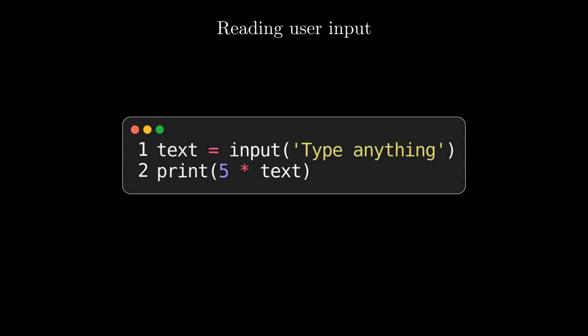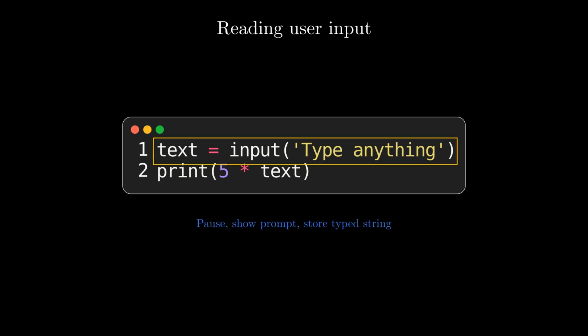To read data from the user, call the input function. Give it a prompt string and save the result into a variable. Here, text is set to input with the prompt "type anything". When Python reaches the input call, it displays the prompt on the shell and waits. The program pauses until the user types something and presses enter.